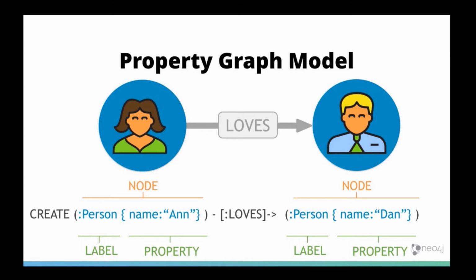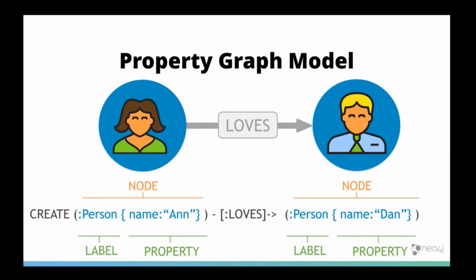Now you see here how you can have properties on your nodes. You can also have properties on your relationships. So for instance, we have Anne loves Dan. On the loves relationship, we could have the date, for instance, that Anne started loving Dan, or how much she loves Dan. We could have all that on the relationship.